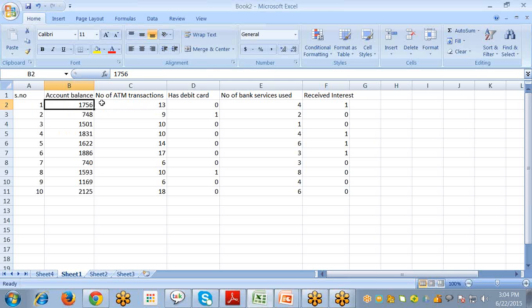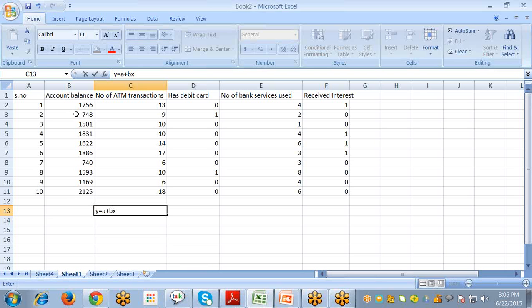So the relationship will be represented by y equals a plus bx. Here x is the number of ATM transactions, which is the independent variable, but y is dependent on x, and y is used for account balance. And a and b are the output of our regression. That means regression analysis produces these values for a and b.